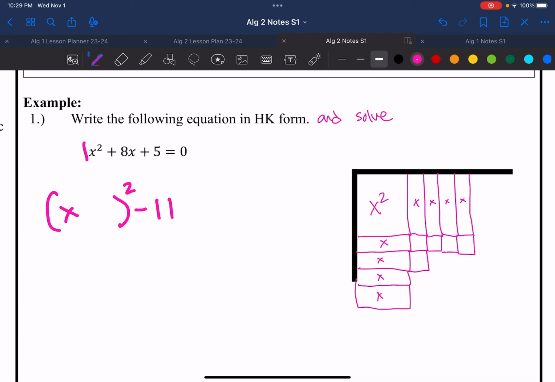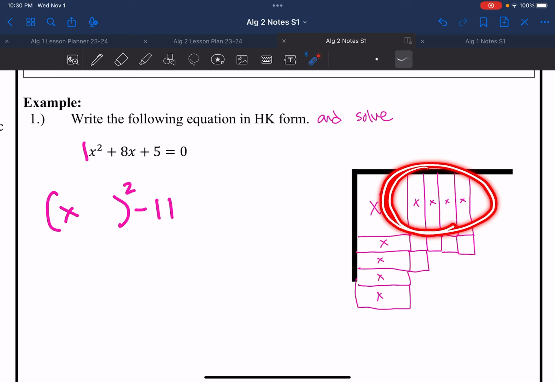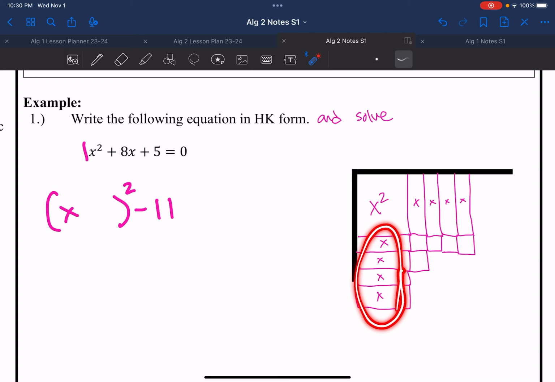The other thing I'm going to need is my x values. When we go to write this, you're just going to use however many x's were used across the top or on the side, which should be half of your B. For us, that was 4. So I'm going to say plus 4 in that part. I know that's a little bit funky, and I know I said that really weird. I'm also sick. Give me a break, okay?